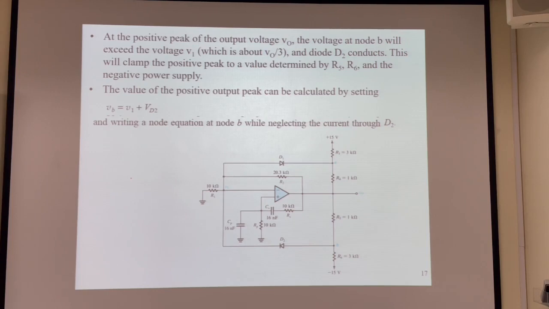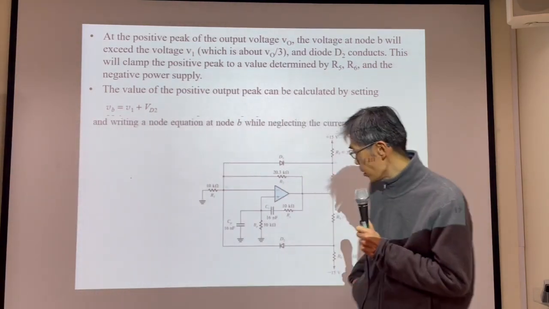Okay, read the first one, please. At the positive part of the output voltage VO, the voltage at the node B will establish the voltage V1, which is about VO divided by 3, and diode D2 conducts. This will cap the positive peak to the value determined by R5, R6, and the negative power supply. Okay, so this is the negative power supply.